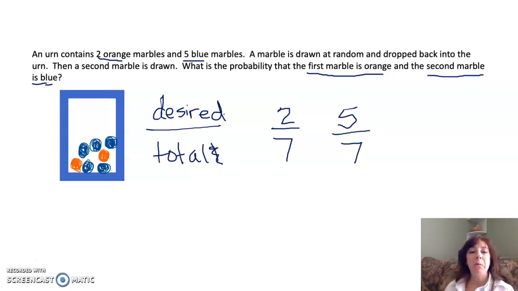So when you have probabilities in a row, we multiply each probability. So I have a 2 out of 7 chance the first time, a 5 out of 7 chance the second time. So my chances of those happening in a row is 10 out of 49. 2 times 5 is 10, 7 times 7 is 49.